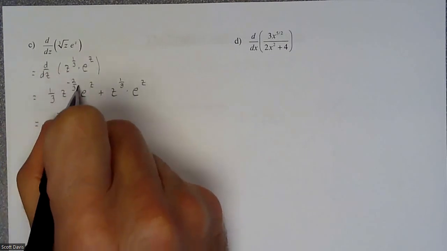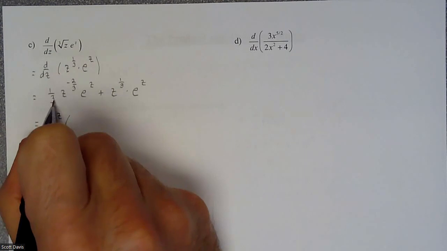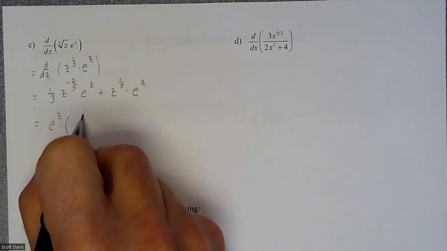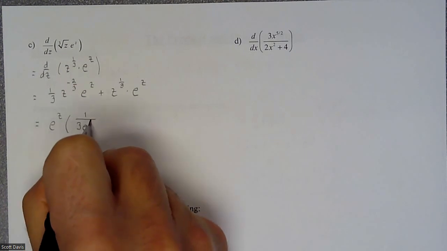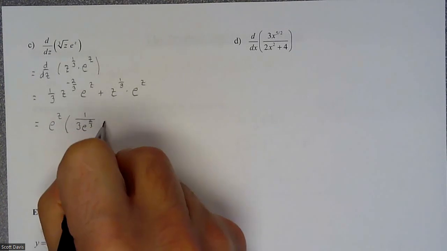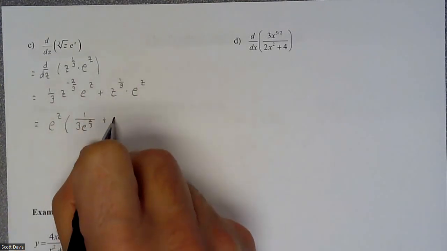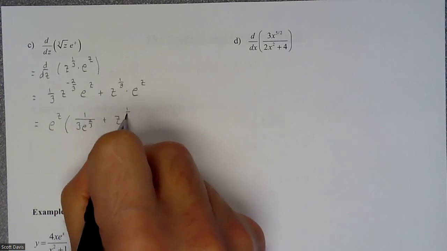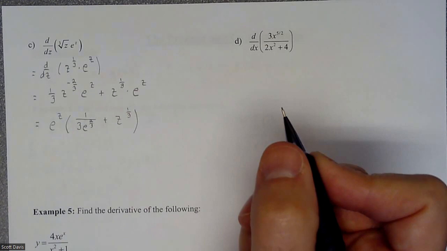And then this piece, I'm going to take this z to the negative 2/3 and bring it into the denominator. And the 3 is in the denominator. So I'm going to have a 1/3 z to the 2/3. And then plus that one away because we factored it out, plus just a z to the 1/3. That's it. We're just going to leave it like that.